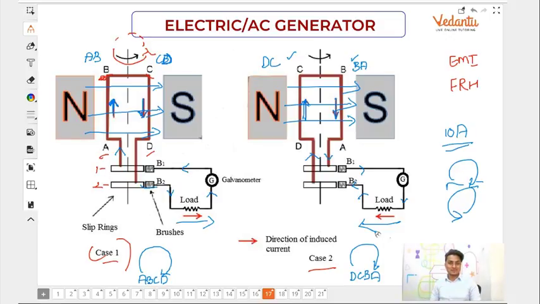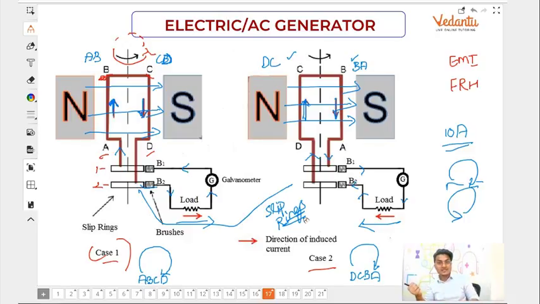Isn't that amazing? So this is how the current direction is changing, and what is changing it? Which particular device in this generator is changing the direction? That device is no one else but the slip rings. The slip rings are doing the magic here. Got my point? It's the slip rings which are connecting the armature coil and the external circuit. That is the slip ring right there, which is actually doing the magic of changing the direction of current.